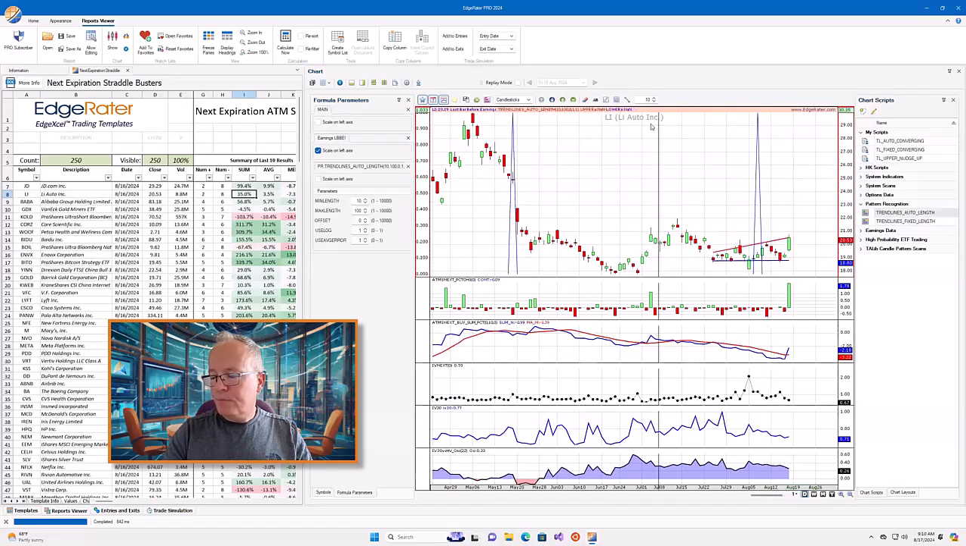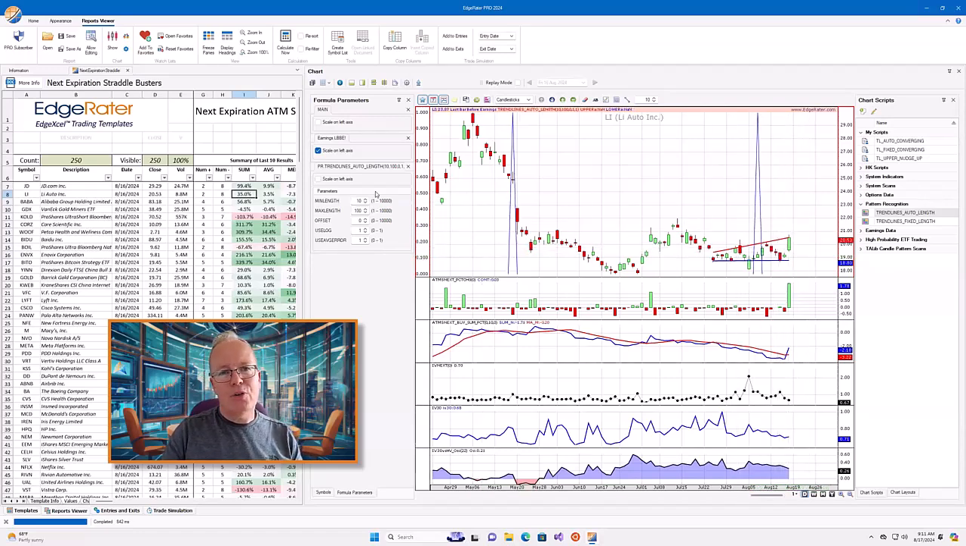Okay. So that's on there. At the moment, this doesn't look really any different to the fixed length because it just happens that in this case, LI auto inc, it's worked out that the best drawn trend lines, the ones with the least amount of error in them, are the same length for the upper and lower and fairly short.